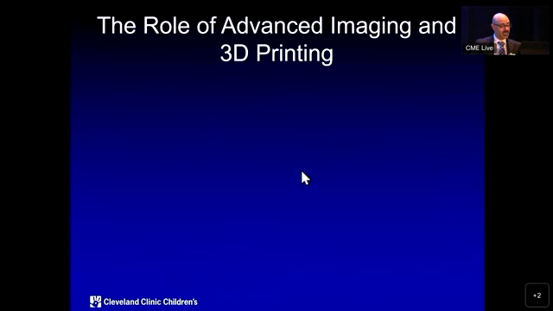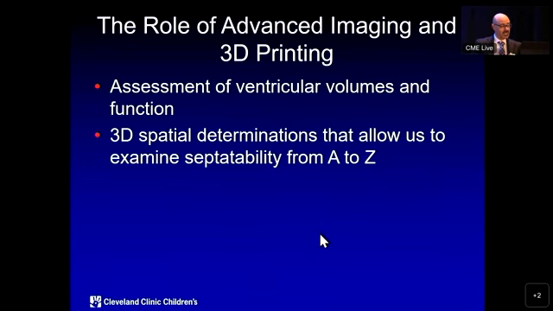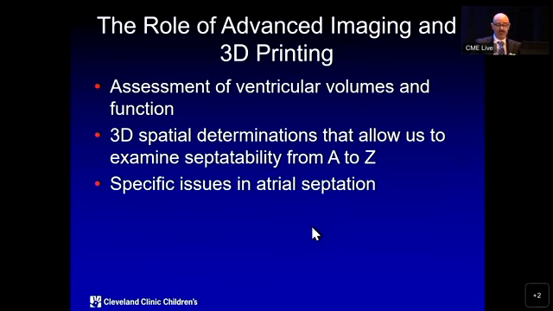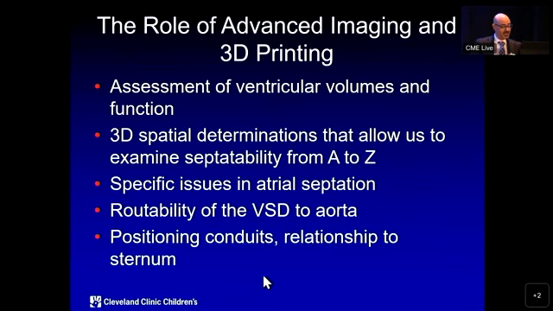So the way I see it, the role of advanced imaging and 3D printing has to do with the obvious ability to assess ventricular volumes and function, and do 3D spatial determinations that allow us to examine septatability from A to Z. We look at specific issues in atrial septation. A big one is routability of the VSD to the aorta. I'm not sure, is routability a correct English word? I don't know, septatability may not be a correct English word either. And then positioning conduits, relationship to the sternum, etc.